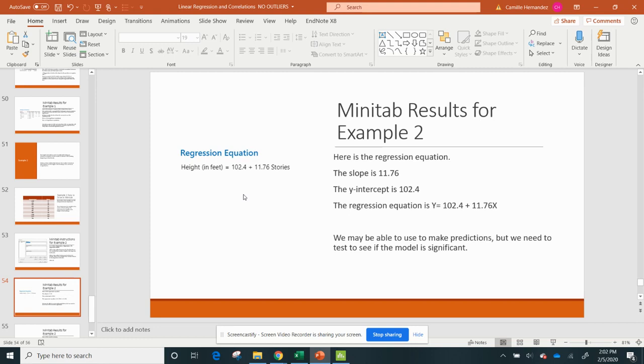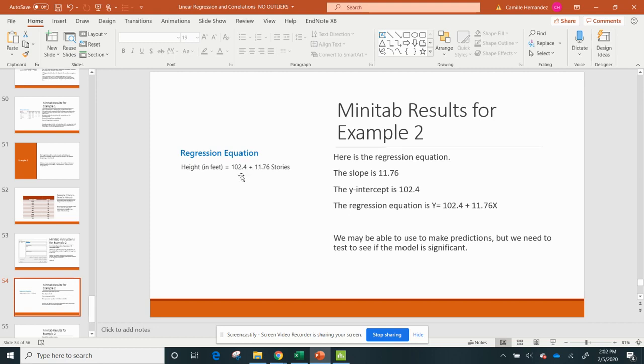My slope is 11.76. My y-intercept is 102.4. And that makes my regression equation y equals 102.4 plus 11.76 times x. I'm going to note here I have a positive slope. I will need that when I keep going when I do my r value. How do I know it's positive? Because of this plus right here, right in front of the slope.